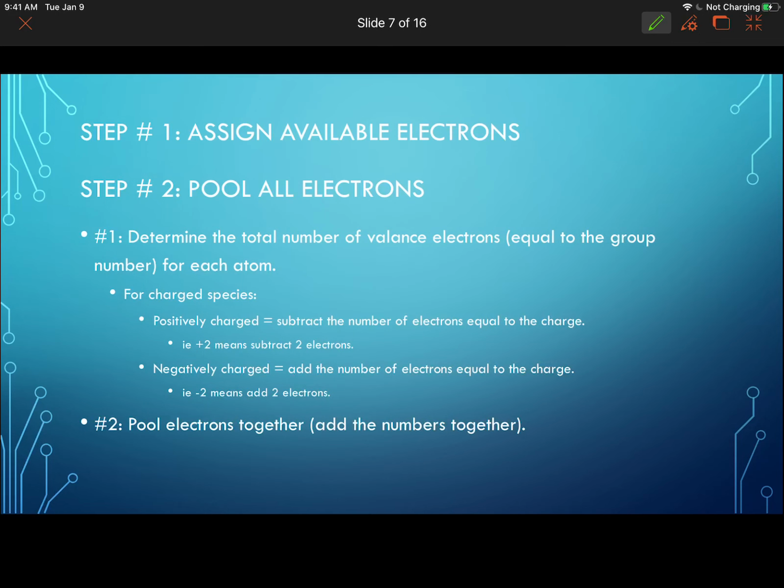In order to make a Lewis structure, the first thing that we're going to do is assign the available electrons. So we're going to count up valence electrons. Let's try this. So you're going to assign electrons. For each atom, determine the number of valence electrons.